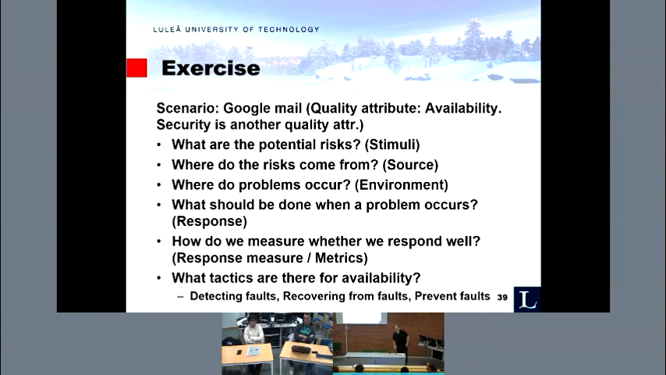And here are some potential risks. Does anyone have any suggestions? Power outage, certainly. Where does that risk come from? There could be storms, all sorts of things. Where does this affect the system? Well, everywhere, I guess. You might have systems separated between sites, so it might be a specific site, but you don't really know beforehand, right? So what do you actually do if there is a power outage? What's your response?